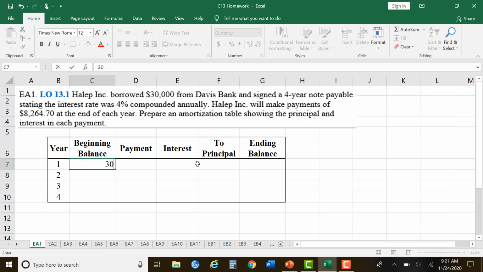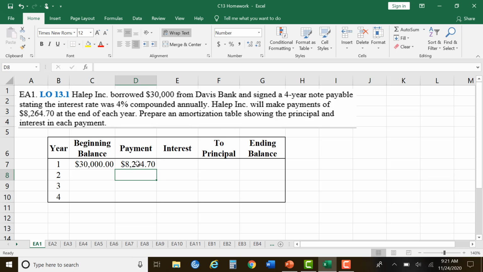Okay, so he starts off with a $30,000 loan. It says that the payments will be $8,264.70. And the payment actually is going to be the same all the way through, so we can mark that down. The payment never changes. The interest, it says, is 4% compounded annually.